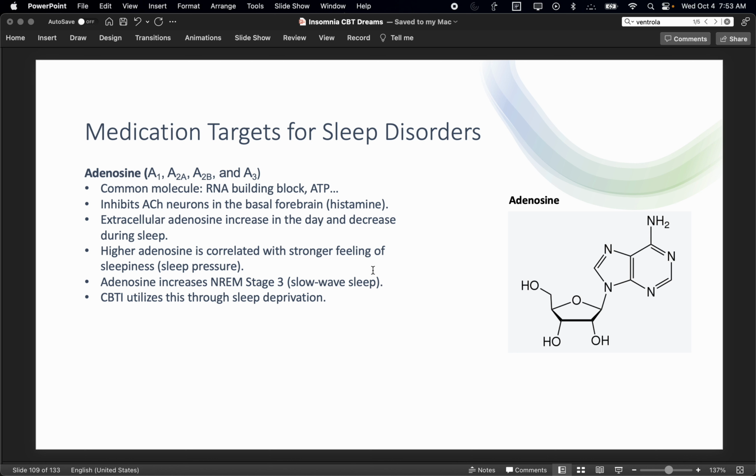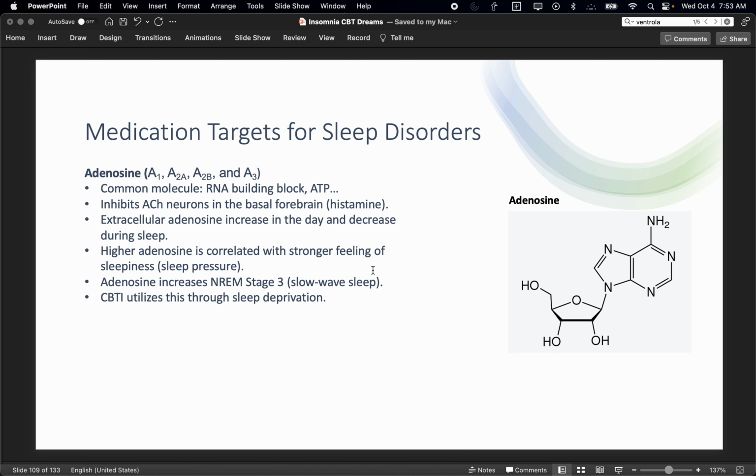Adenosine is an important aspect of sleep. So adenosine, there are at least 4 receptors. Maybe we'll find more in the future. If you look on the right and you get trauma from undergraduate, you're like, oh my gosh, adenosine. I remember that thing. That's part of ATP, and it's also part of nucleic acids. Correct. There you go. ACTG back in the day, right?